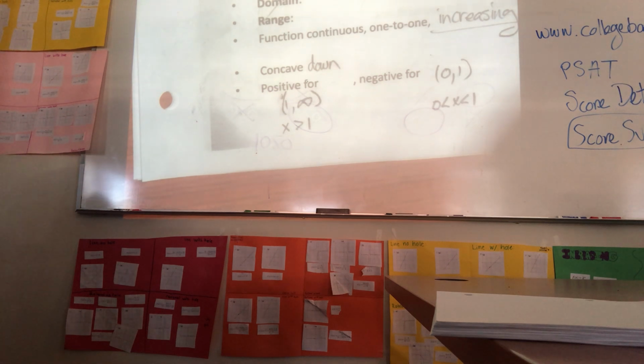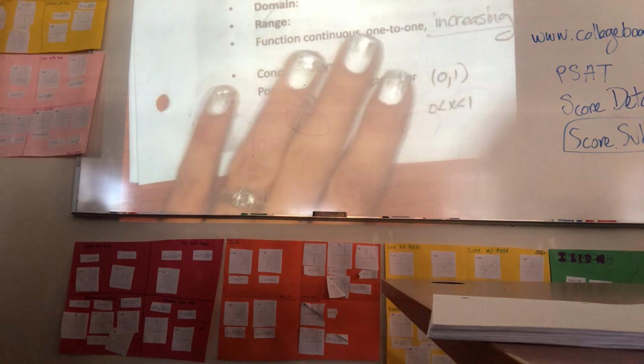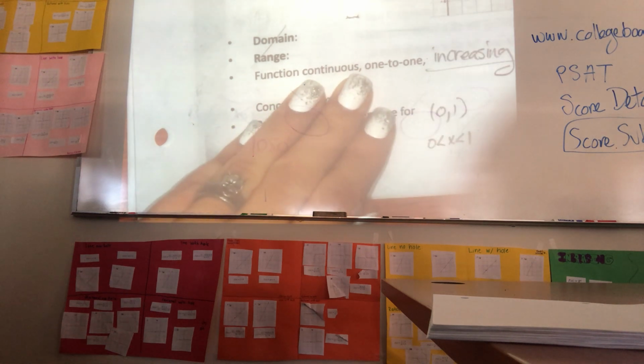Most functions kind of go up and down, right? You have different curvatures along the way. This is increasing legit the whole time. So what would its derivative be? What sign would its derivative have? If this is an increasing function, its derivative is going to be positive everywhere. Right? If this increases everywhere, its derivative is positive everywhere.